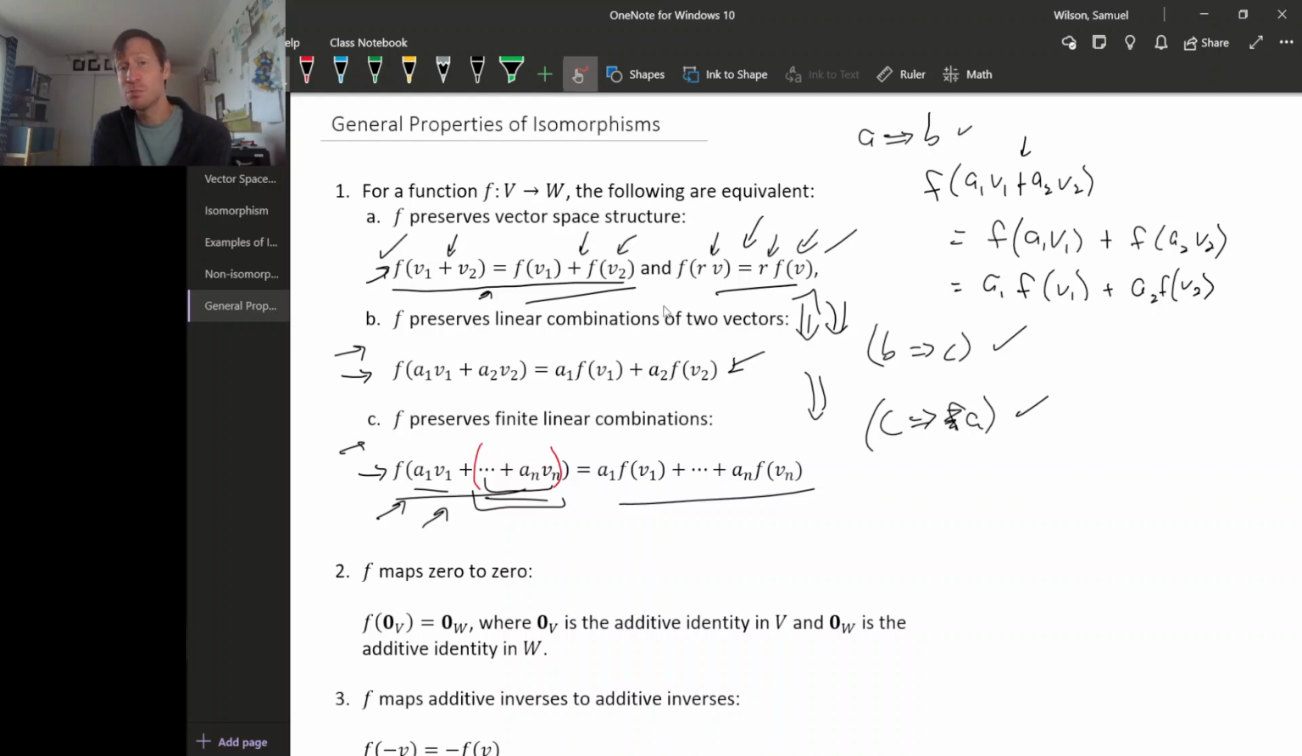As far as special properties that isomorphisms have that make them nice for vector space things, one is that no matter what your zero elements are, your additive identities in V and in W, f will always map the zero in V to the zero in W. Right?